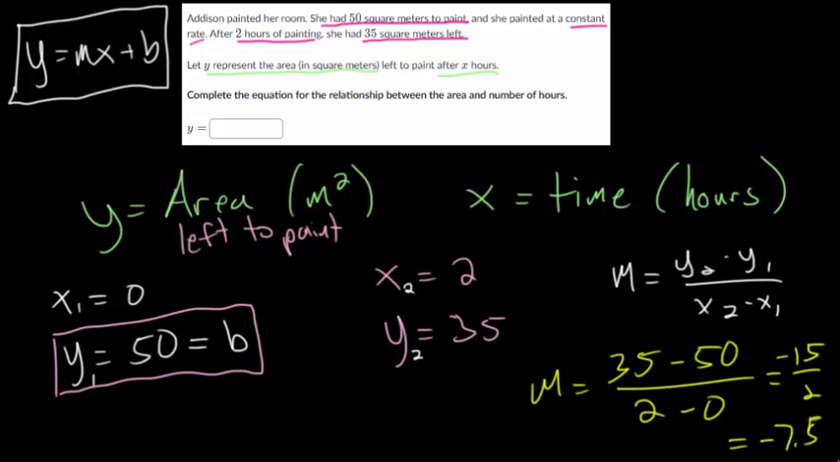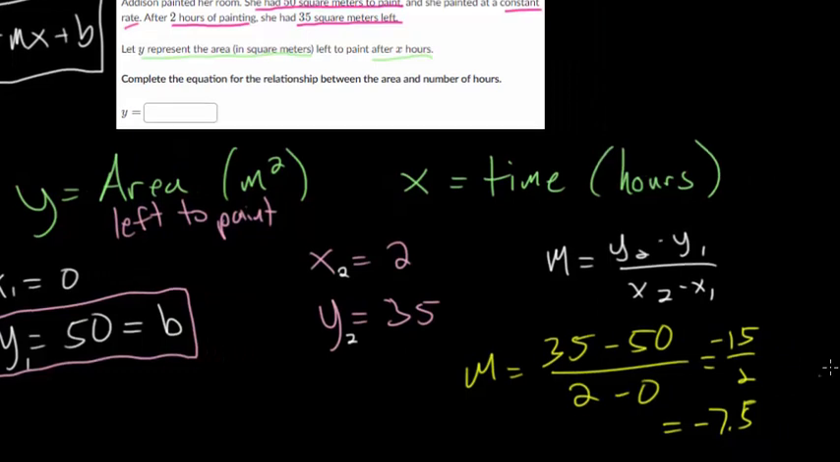And again, this is a rate. Since it's the slope, this is going to be square meters per hour. And it should make sense to you that this is negative, because we started with 50 that had to be painted, and we're slowly subtracting that. So we are losing 7.5 square meters every hour that needs to be painted. Or another way to look at it is that Addison paints 7.5 square meters per hour. But since we defined Y as the area left to paint, instead of the area that has been painted, our slope is negative. If it was the area that has been painted, our slope would be positive.